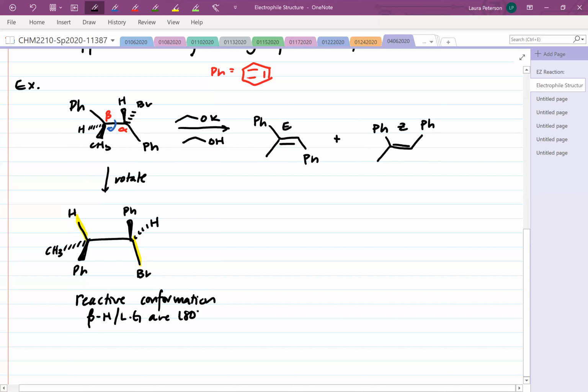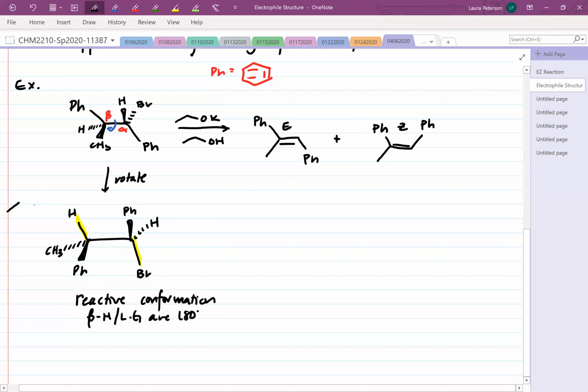There are other ways that you could have drawn this reactive conformation. Like if you wanted to keep the hydrogen on a dash where it was, you could figure out where 180 degrees from that would be. That would be fine, and you could still go about the analysis. All right, so let's draw our mechanism and then think about how to predict the E/Z stereochemistry of the products.